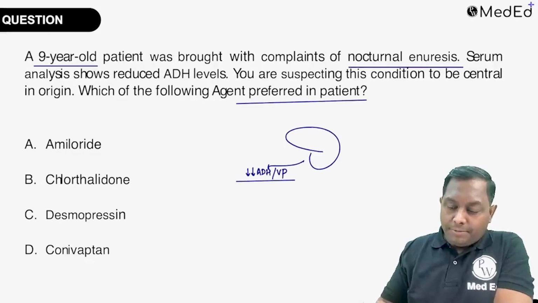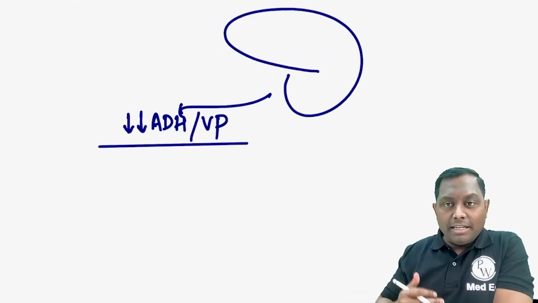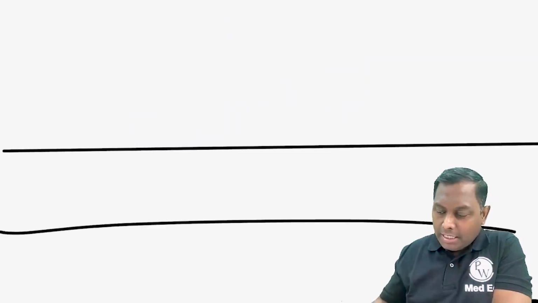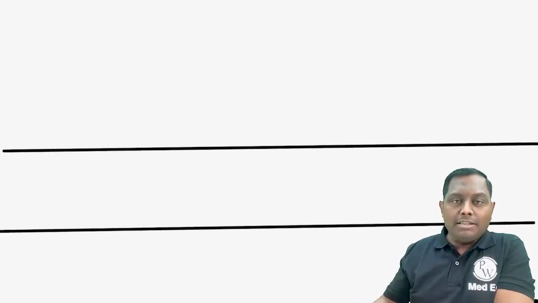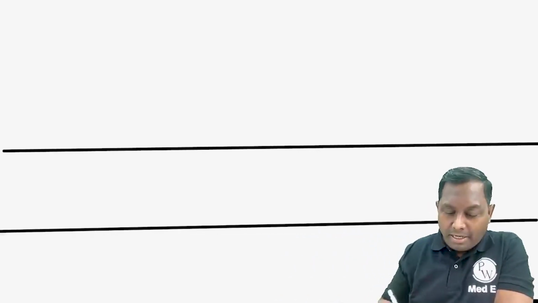Which agent is preferred? So the ADH has decreased, right? And what is the role of ADH? Do you know? Let me just give you a very conceptual image. It is a favorite for me as well. So just try to understand this. Imagine this is one of the segments of a collecting duct. I hope it is pretty visible.